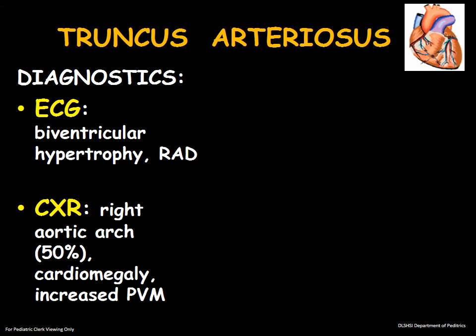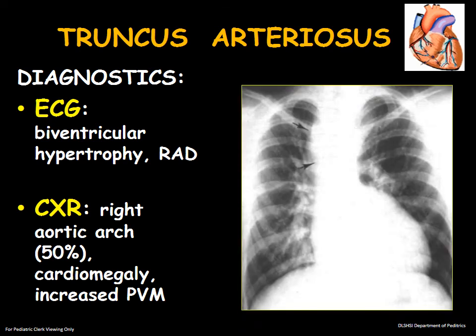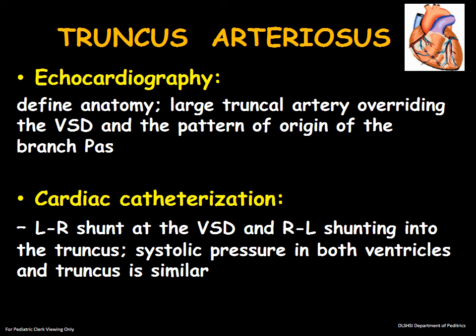Diagnostic tests will reveal on your ECG biventricular hypertrophy and right axis deviation. Chest X-ray will reveal a right-sided aortic arch in 50% of cases and cardiomegaly with increased pulmonary vascular markings. 2D echo will confirm the diagnosis, and cardiac catheterization is usually done in patients with left-to-right shunt at the ventricular septal defect and right-to-left shunting into the truncus, with systolic pressure that is equal in both ventricles and in the truncal valve.